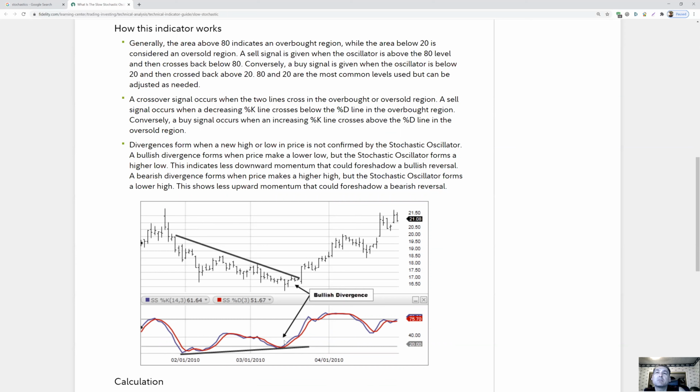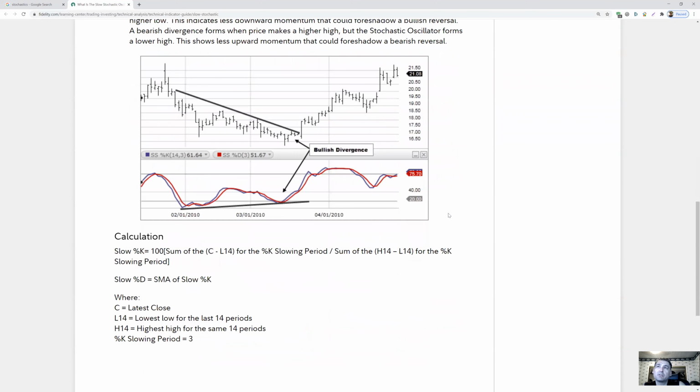Bullish divergence. So if the stock's going down, but stochastics is going up, that's a good time. So this one, look, it took off. So that's one way we can look at divergences. It indicates lesser downward momentum that could foreshadow a bullish reversal. Bearish divergence forms when price makes a higher high, but stochastics forms a lower high. It shows less upward momentum, could foreshadow a bearish reversal.